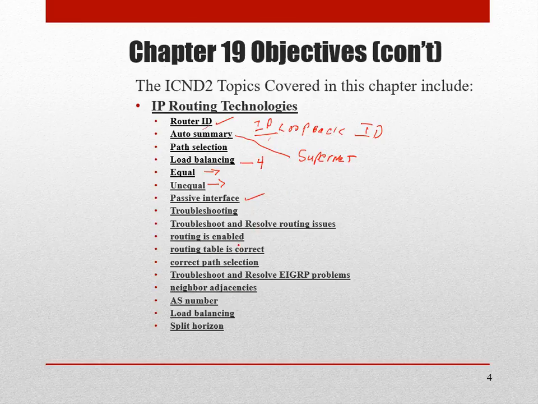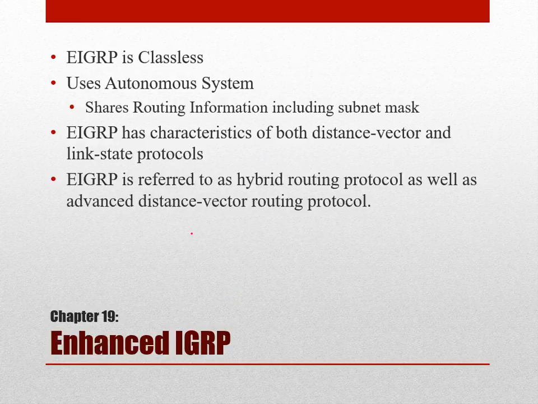We'll look at a little bit of troubleshooting. The routing's enabled. This is IPv6. We have to enable IPv6 routing just like we did before. Correct path selection, troubleshooting and resolving EIGRP problems. I'm going to try to go through his procedure there. Autonomous system number. Split horizon. We got a lot of these objectives in here a couple of times, didn't we?